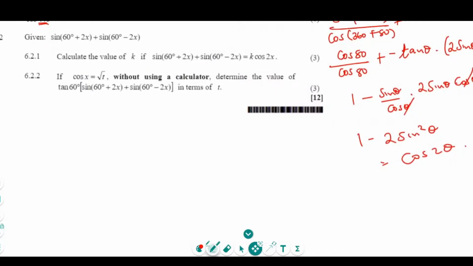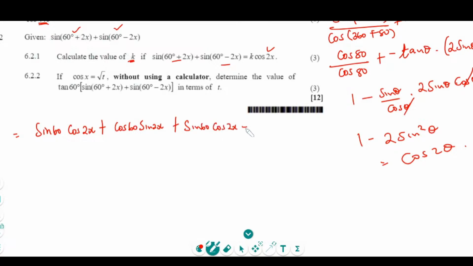Given sine of (60 plus 2x) plus sine of (60 minus 2x), calculate the value of k if this is equal to k cos 2x. So we can just open this using our compound angles. That is going to be sine 60 cos 2x plus cos 60 sine 2x. We are adding sine 60 cos 2x minus cos 60 sine 2x. This must be equal to k cos 2x.